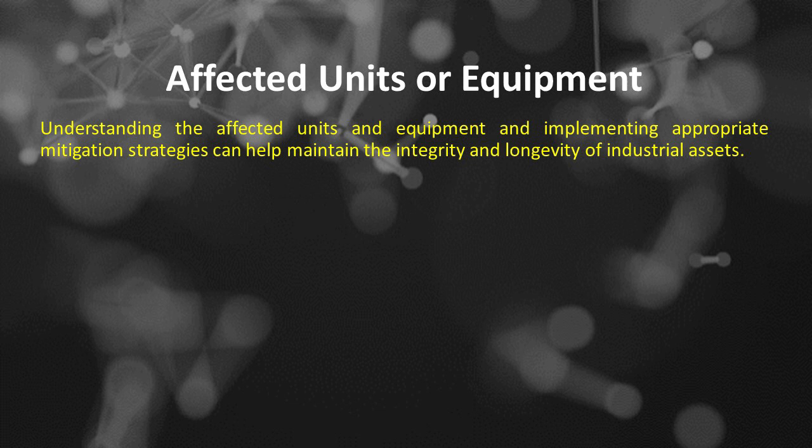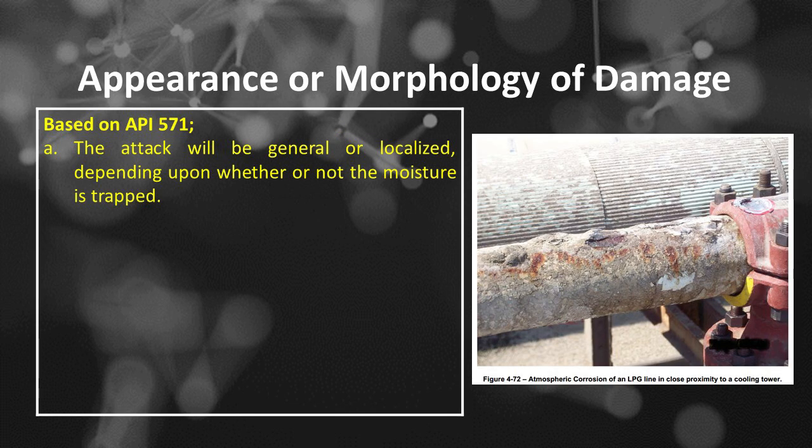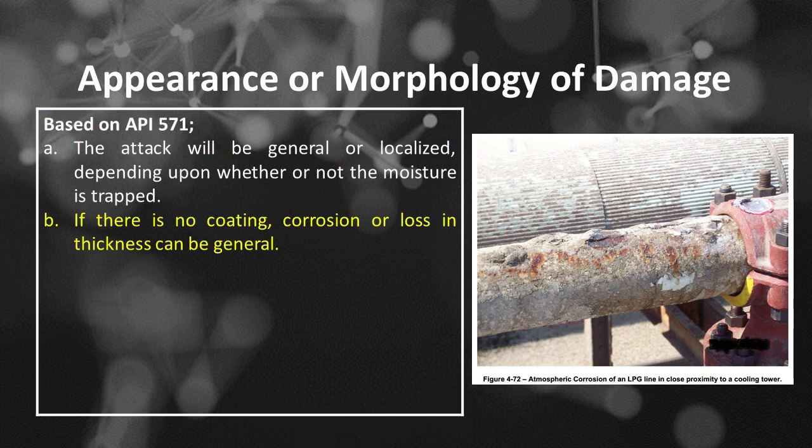Atmospheric corrosion appearance or morphology of damage based on API 571. Number A. The attack will be general or localized, depending upon whether or not the moisture is trapped. Number B. If there is no coating, corrosion or loss in thickness can be general. Number C. Localized coating failures will tend to promote corrosion.